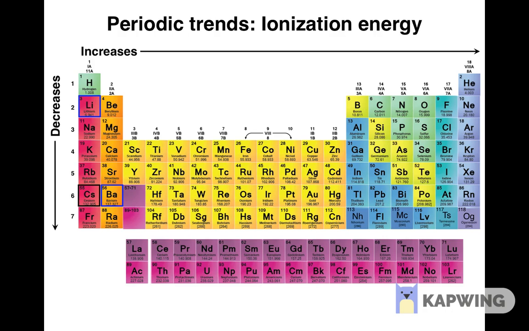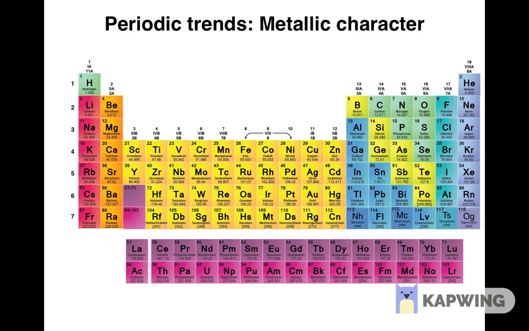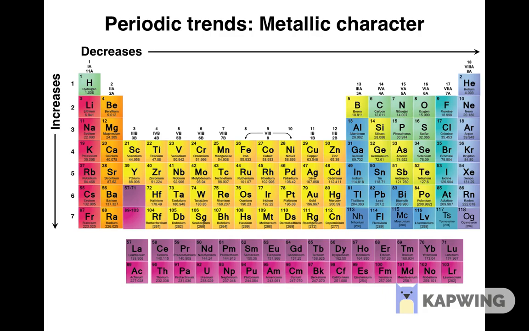The ionization energy of an element is related to what is referred to as its metallic character. Metals tend to give up their electrons more easily than nonmetals. Whereas the ionization energy increases from left to right within a period and decreases from top to bottom within a group, the metallic character behaves in the opposite way. It decreases from left to right within a period and decreases from bottom to top within a group.